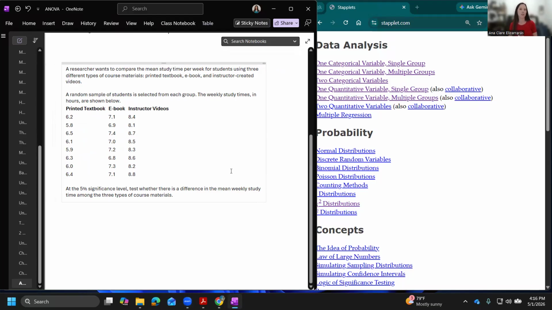A researcher wants to compare the mean study time per week for students using 3 different types of course materials: printed textbook, ebook, and instructor-created videos. A random sample of students is selected from each group. The weekly study times in hours are shown below. At the 5% level of significance, test whether there's a difference in the mean weekly study time amongst the 3 types of course materials. So as we are comparing the 3 different types of course materials for the mean weekly study time, that means we have 3 different means that we're comparing.